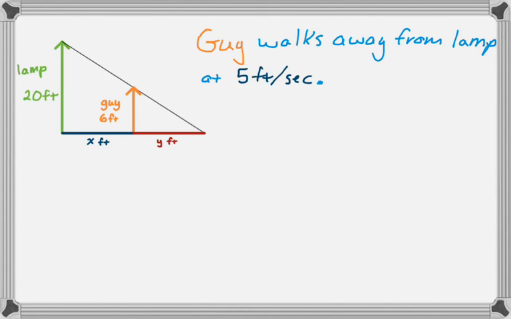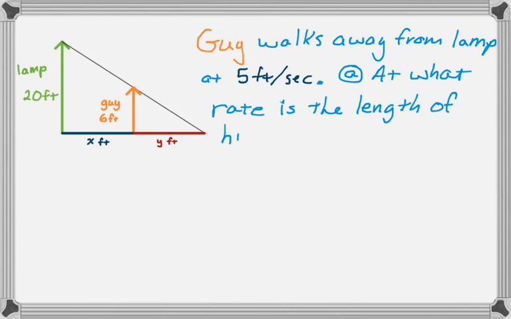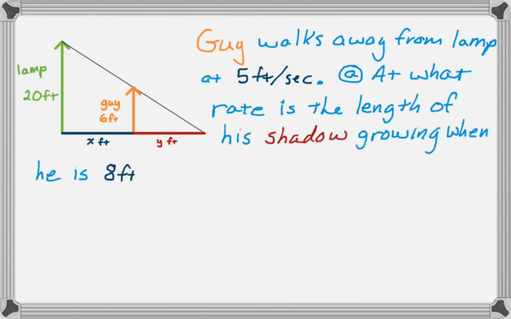And then there's two questions that you typically have to answer. The first one is, at what rate is the length of his shadow growing? I'm color coding this so you can look at the diagram and see his shadow. So the shadow's y in this case, growing when he is 8 feet from the lamp.